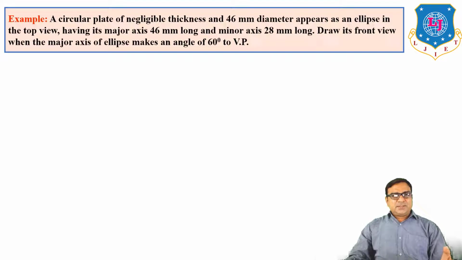Next problem is based on circular plane. A circular plate of negligible thickness and 46 mm diameter appears as an ellipse in top view, having its major axis 46 mm long and minor axis 28 mm long. Draw its front view when the major axis of the ellipse makes an angle 60 degree to VP.